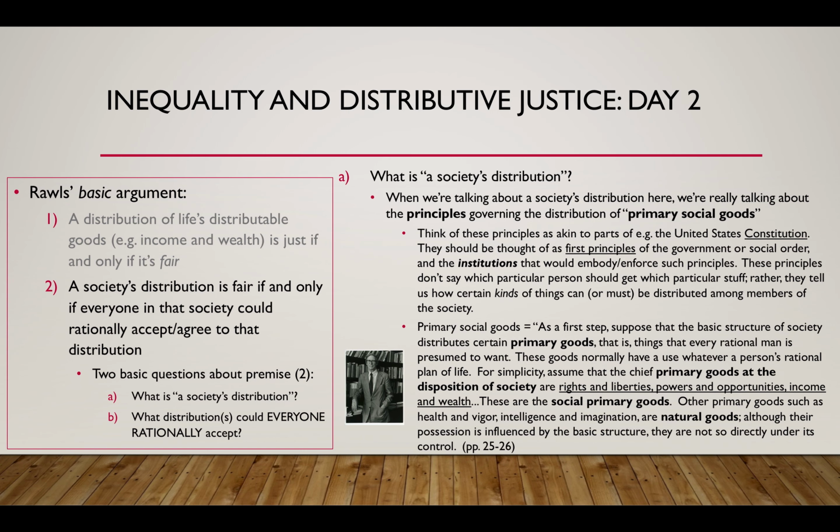Other primary goods, such as health and vigor, intelligence and imagination, are natural goods. Although their possession is influenced by the basic structure, they are not so directly under its control." Okay, so what we're interested in are these social primary goods. The things that anybody can be presumed to want, no matter what kind of life they want to live, and they are things that are, as Rawls puts it, at the disposition of society. They can be distributed by, for example, governmental institutions or the economy. So things like rights and liberties, powers and opportunities, income and wealth.